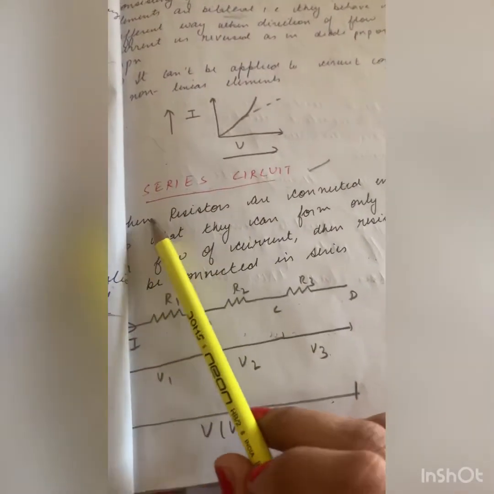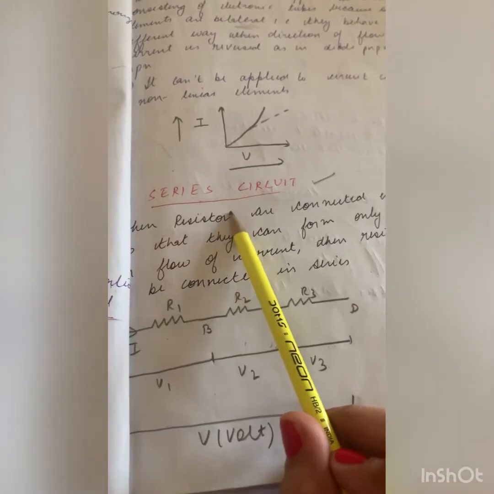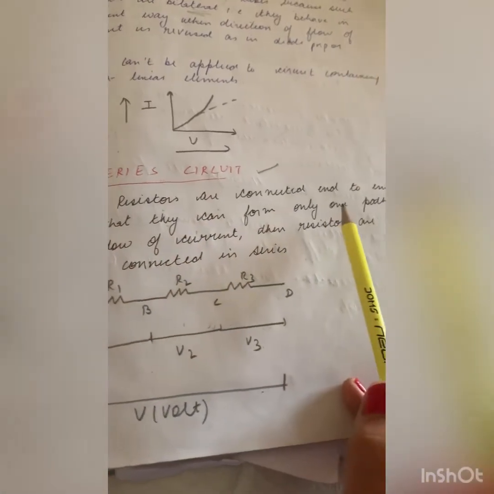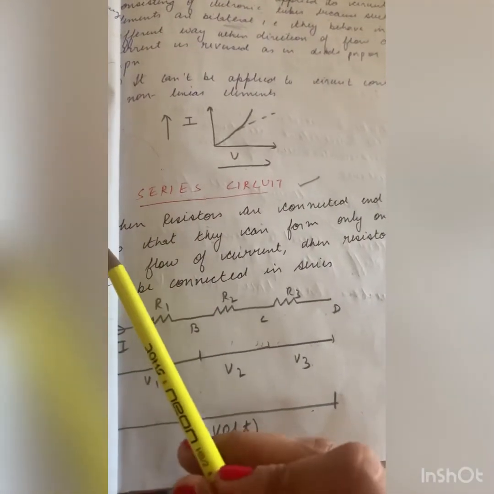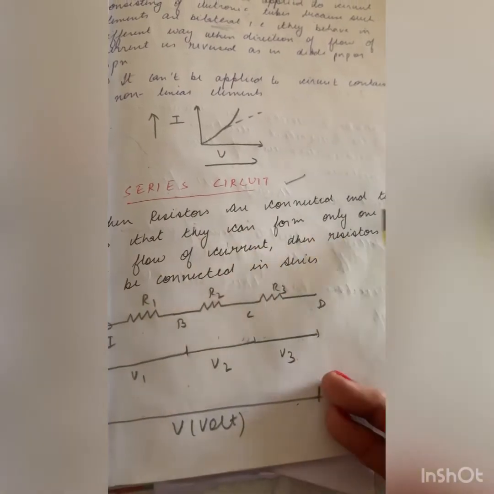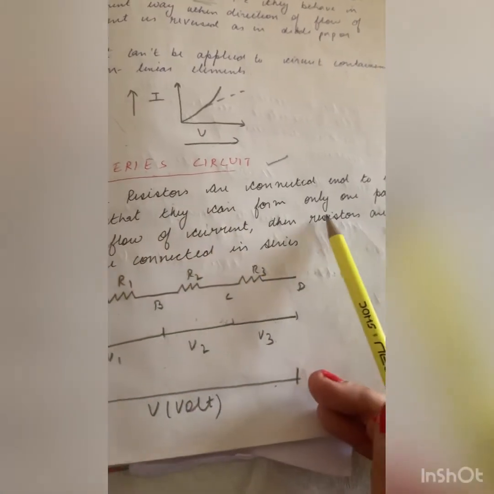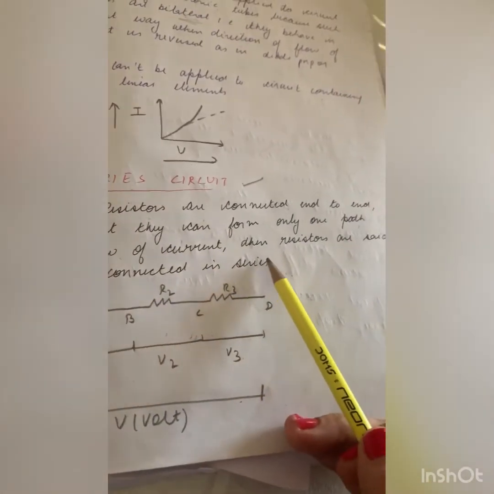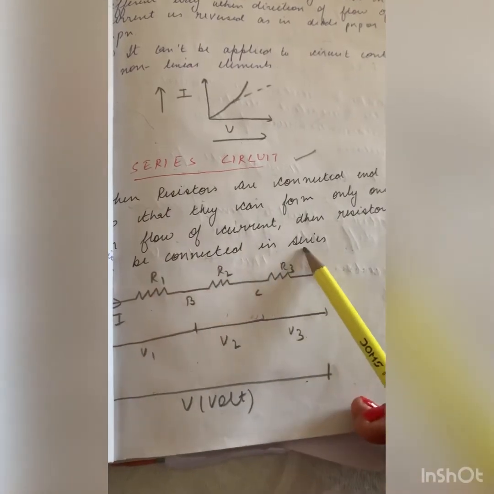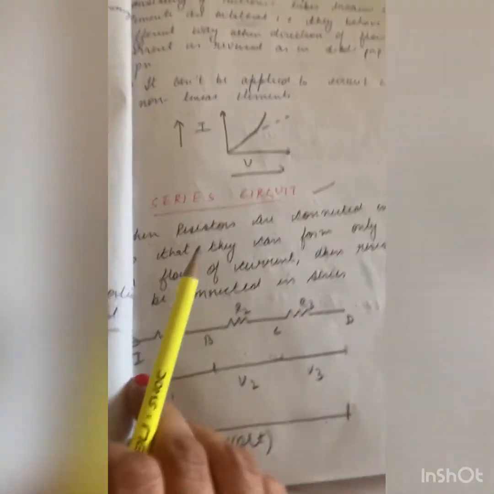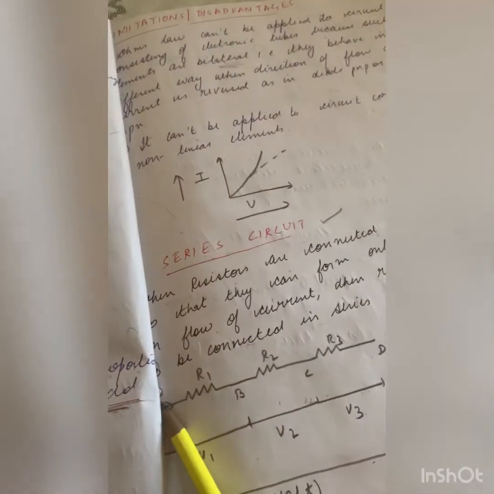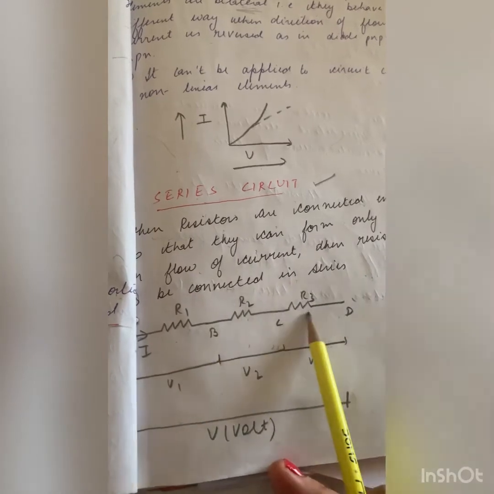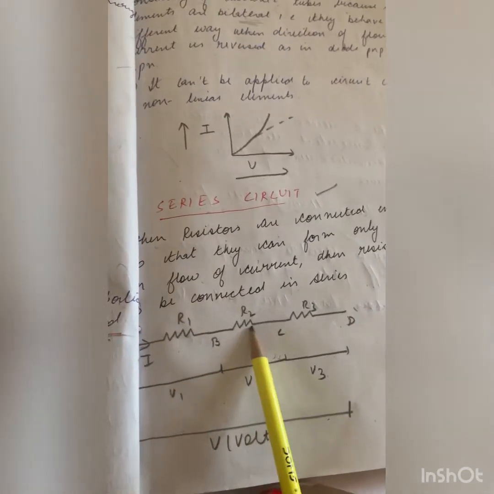Now comes series circuit. Here the term which we will use will be resistance. When resistors are connected end to end, again I will read, when resistors are connected end to end so that they form only one path, which means flow of current, then resistances are said to be connected in series. I can show you in a diagram. Here in a diagram, it is the starting point and it is the end point. Here three resistors are connected. This is R1, R2 and R3.